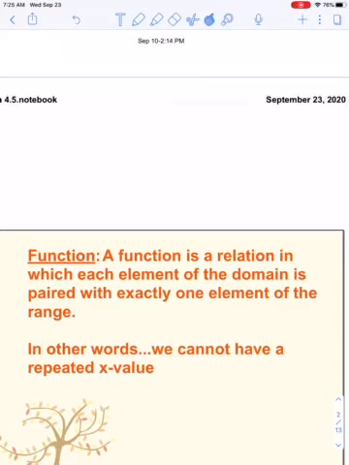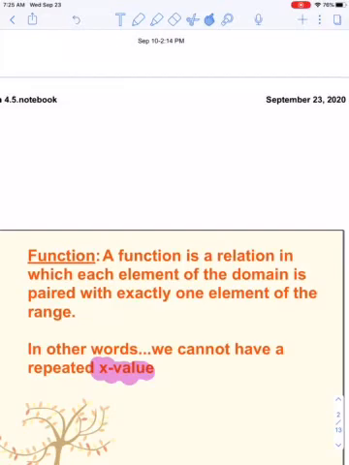A function is a relation in which every element of the domain is paired with exactly one element in the range. It's a really wordy definition. It's a very complicated way of saying you cannot have a repeated x value. So every x can only be used once in order for it to be a function, okay? So we can't have repeated x's, and we're going to look at the different ways that we learned to represent relations, and figure out if they're functions.